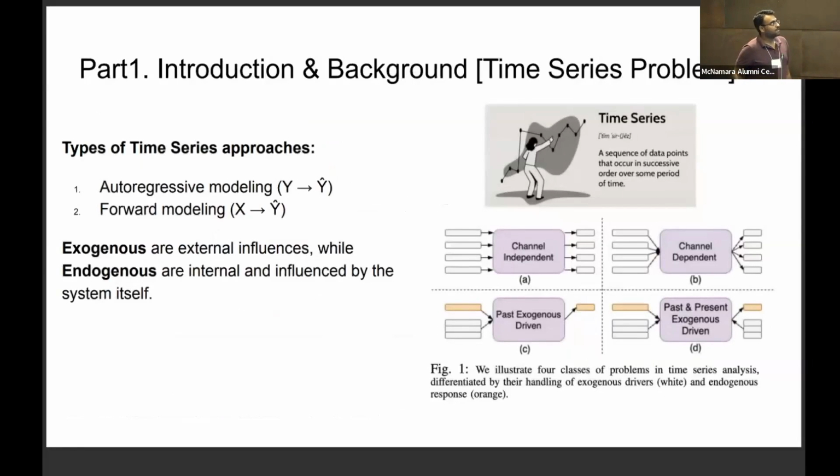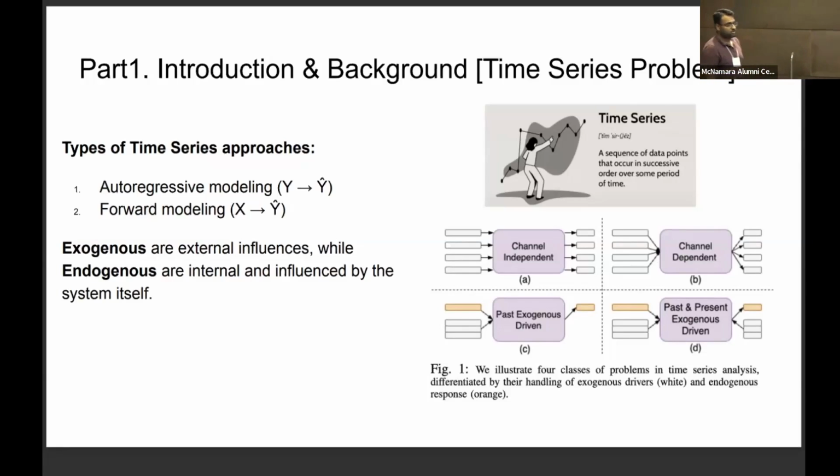Now coming back to the time series problem statements. We divide time series forecasting into 2 broad categories. One is autoregressive modeling. In autoregressive modeling, we say the future value of the time series is dependent on its past values. There is no external influence acting on it; it's basically dependent on its past values. We say autoregressive, where Y is influencing the next forecast.